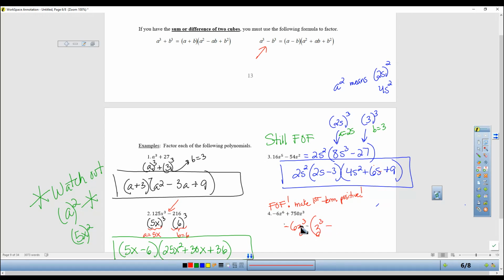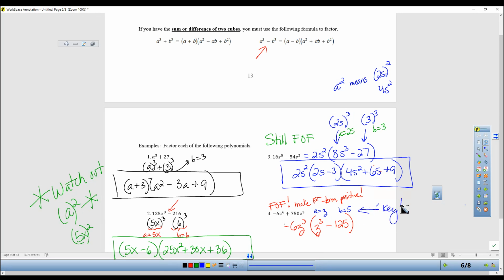minus, because I took out the minus, so minus times a minus would make a plus, 125. Negative 6 times negative 125 is 750. So that is a perfect cube. So my A is z. I know that sounds weird, but the cube root of this is z, and the cube root of this is 5. So now this is the hardest part.